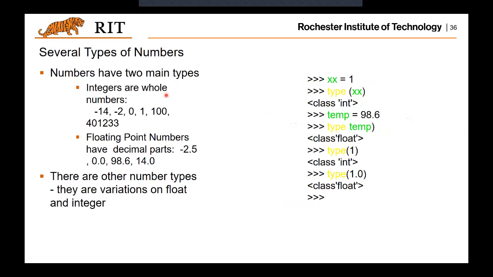Also, even for numbers, there could be different types. There are integers, there are floating numbers, right? For the floating number, usually there's a decimal part, like these ones. Also, there are other number types, which are variations of float and integers. So here shows some examples. You have an integer here and another float number, and so on and so forth.